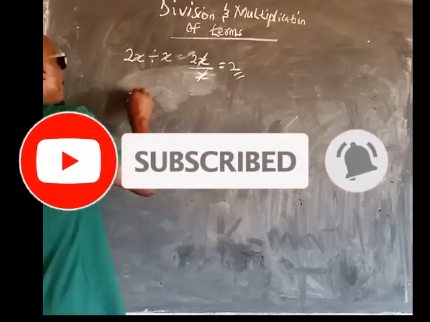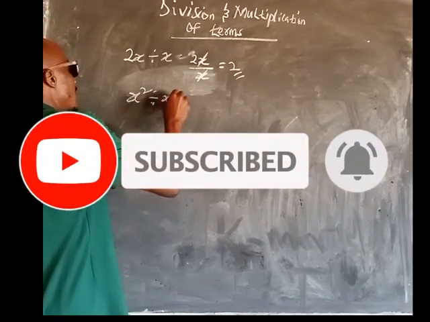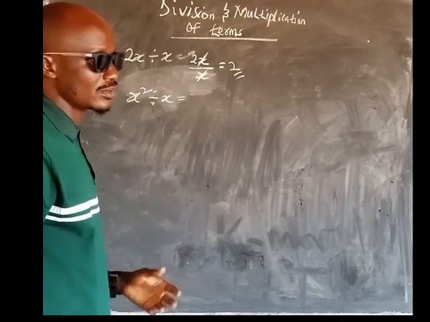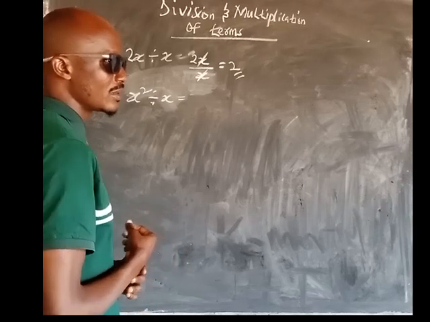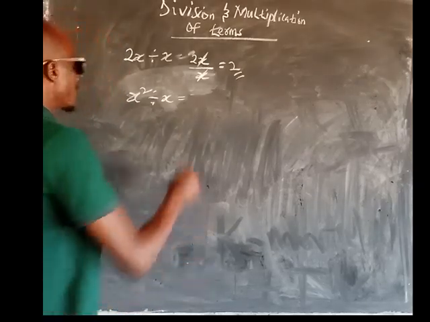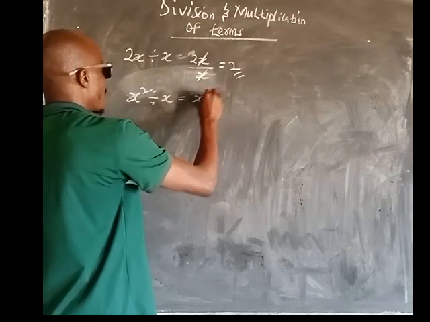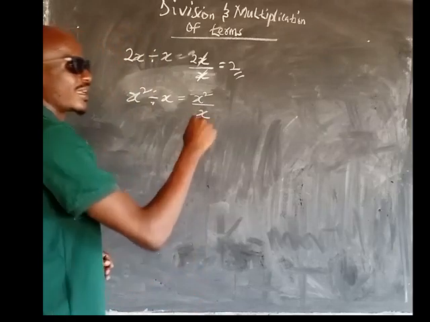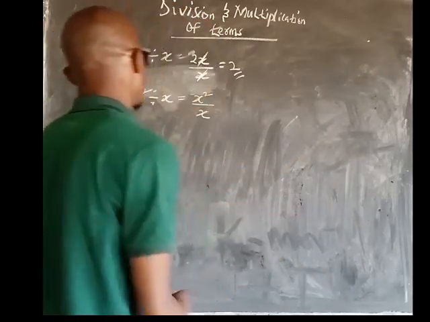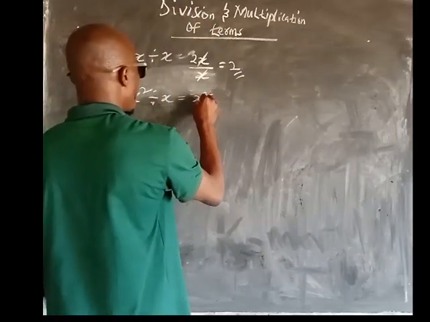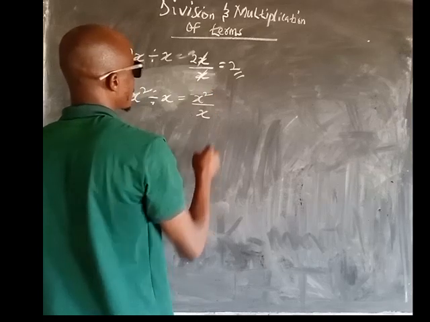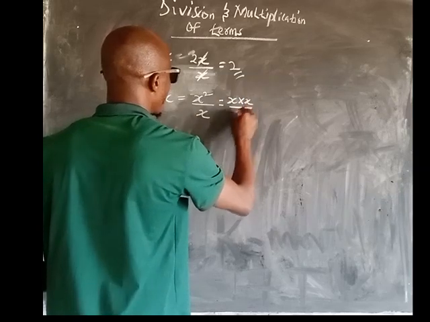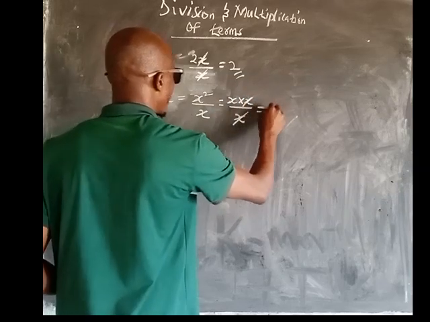But in the case where you are having x squared divided by x, what do we have? What we have there is x squared over x. That is x times x over x. Don't forget, how many x do we have up here? We have 2x, x times x, to give us x squared over x. 1x cancels 1x, which equals x.